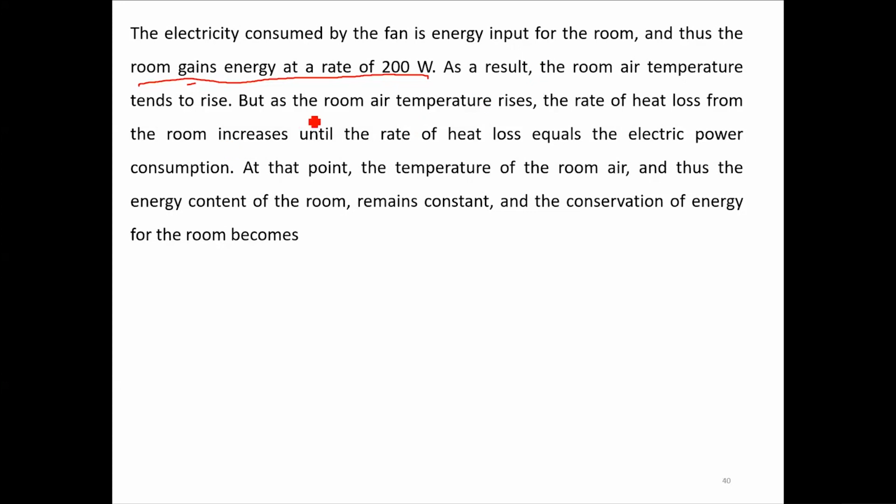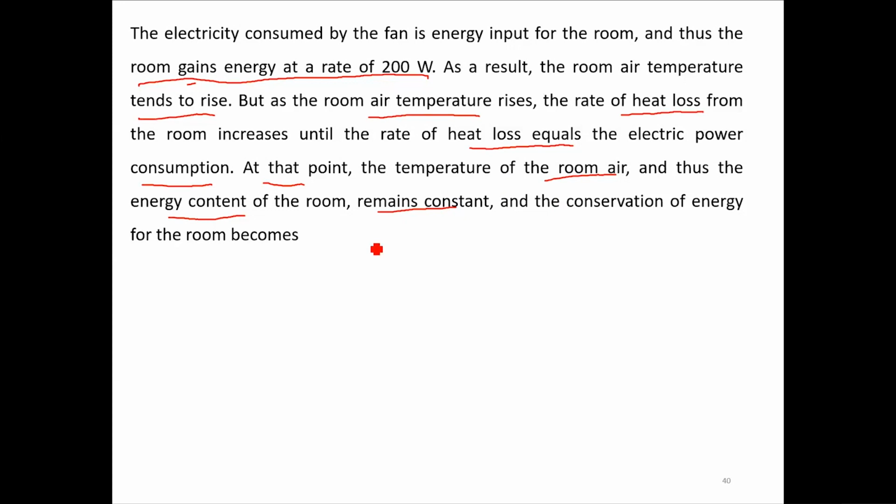As the result of this energy gain, the air temperature within the room tends to rise. As the temperature of the air rises, there is a heat loss from the room to the surroundings until the heat loss equals the electrical power consumption. At that point, the temperature of the air, and thus the energy content, would remain constant. That is, the steady state process would start to take place.